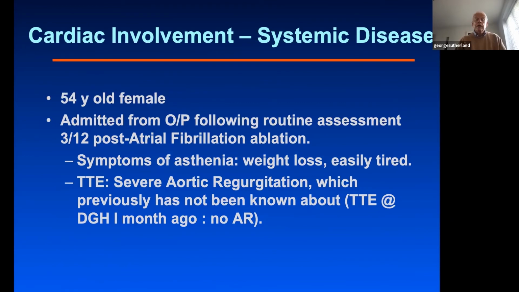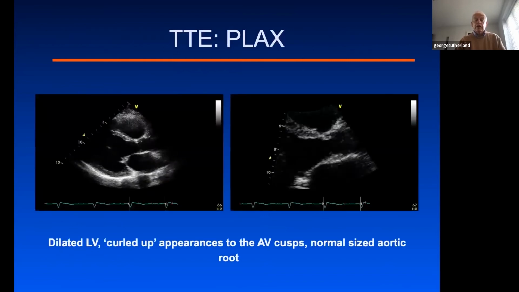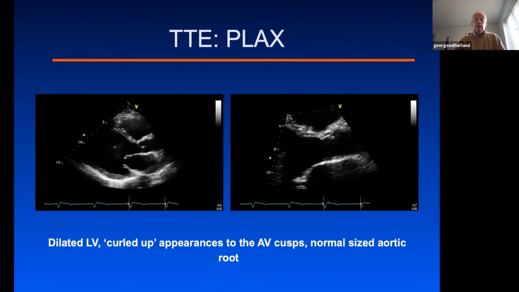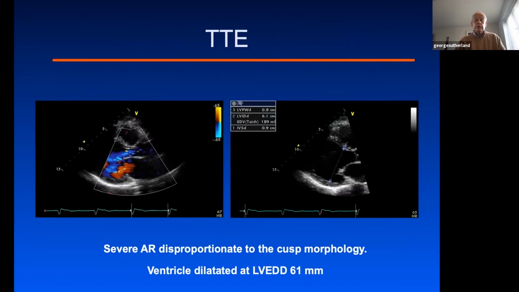Now, this was an interesting lady admitted from outpatients following routine assessment post-AF ablation. She had weight loss and was easily tired. The transthoracic echo showed aortic regurgitation, which had previously been unrecognized. And these are our images: a dilated left ventricle, a curled up appearance of the aortic valve cusps, and a normal-sized aortic root. Her aortic regurgitation was totally disproportionate to her cusp morphology, and her left ventricle had acutely dilated with an end diastolic dimension of 61.